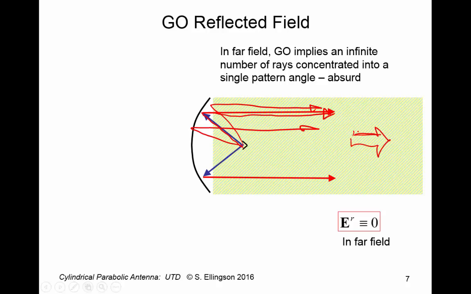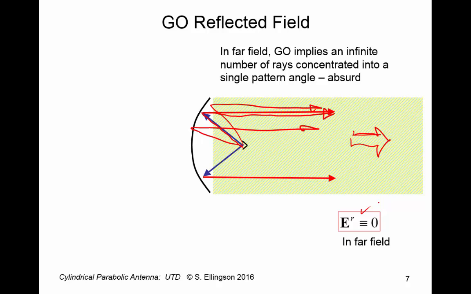And when we go to the far field, the way this looks is that we have an infinite number of rays passing through a single pattern angle. In other words, at phi equals 0, we get an infinite number of rays. At any other value of phi, we get 0 rays. Obviously, an infinite number of rays, which is a caustic, by the way, implies an infinite field. So we really can't have that. So the reflected field, ironically, is 0.